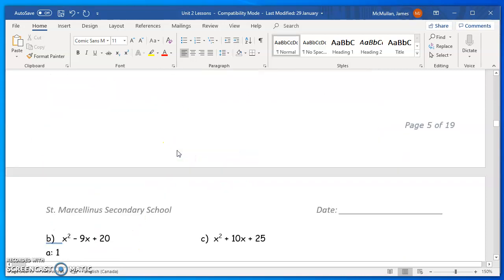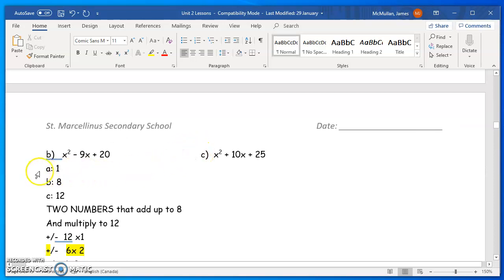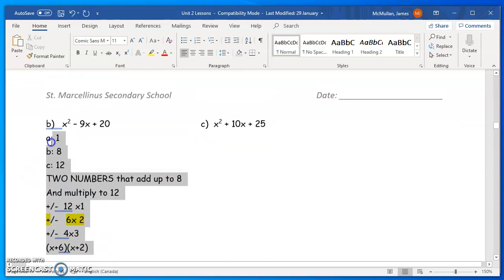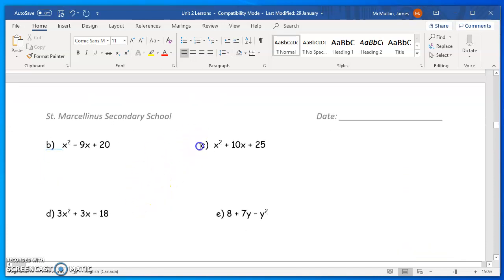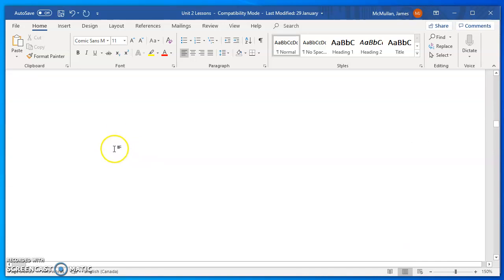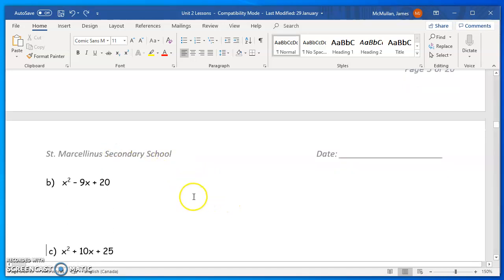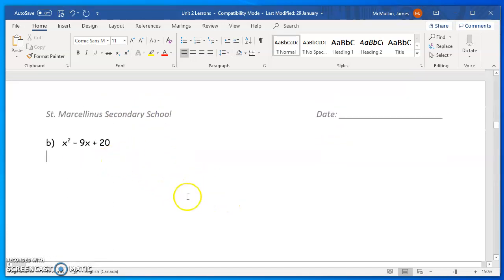This next one, I'm just going to push on to a new page. Sorry, we'll move this back to the old one. This next one, I'll just push on to a new page just so we have more room to work with it. So we have x squared minus 9x plus 20. Again, our a value is 1, our b value is negative 9, our c value is 20.